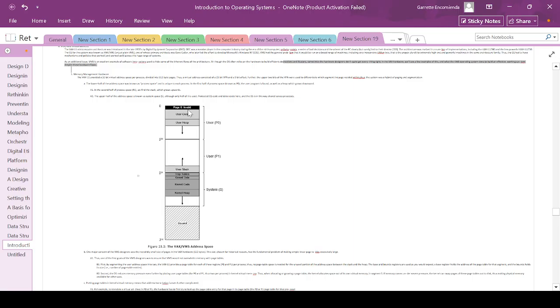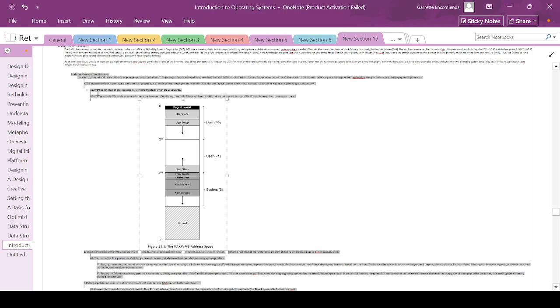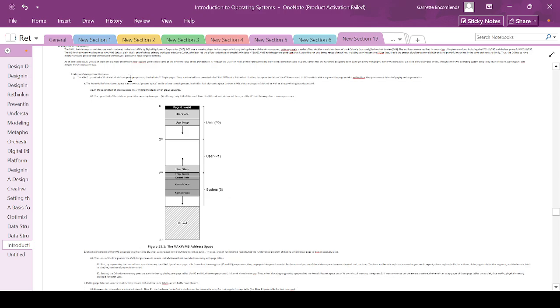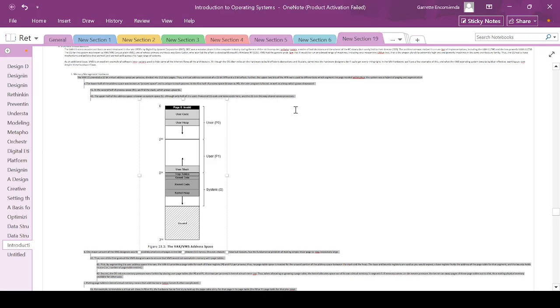The system engineers of VAX, including Dave Cutler, already solved this for us. First, memory management hardware. The VAX-11 provided a 32-bit virtual address space per process, divided into 512-byte pages. Thus, a virtual address consisted of a 23-bit VPN and a 9-bit offset. Further, the upper 2 bits of the VPN were used to differentiate which segment the page resided within.